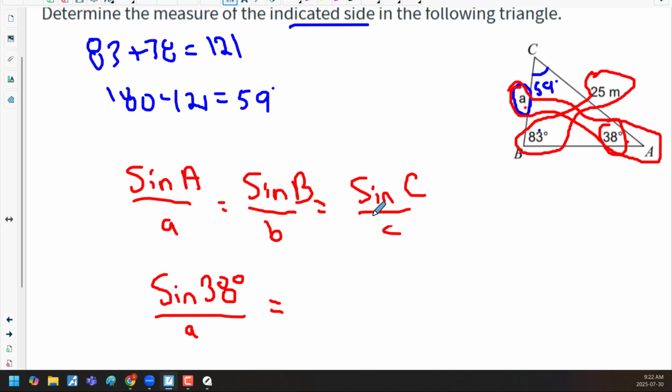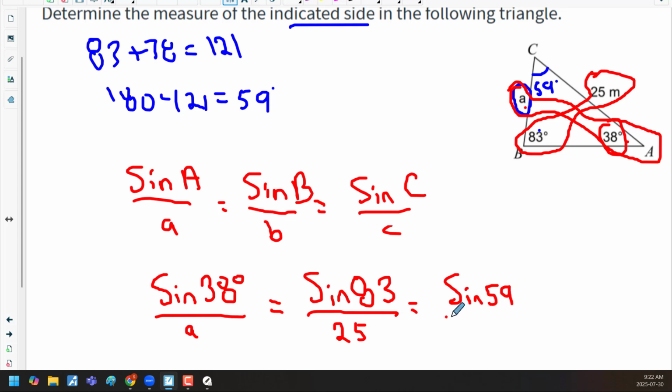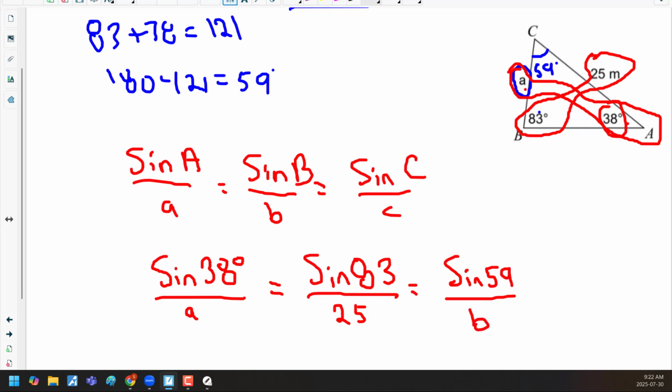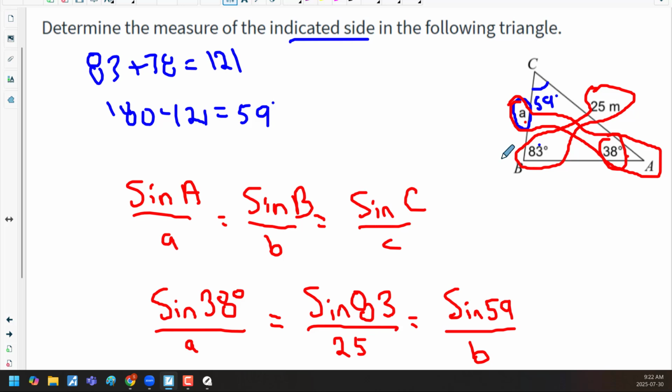What's capital B? Lowercase b, 25. Capital C is 59. And we don't know what lowercase c is. It's blank, but we can just write c. So now we have to figure out, what are we looking for? We're looking for a.